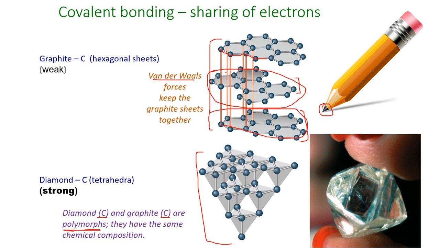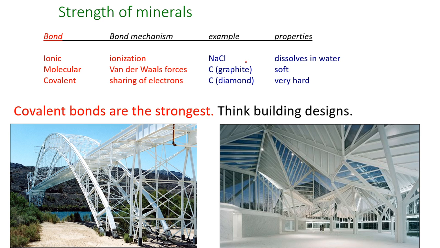So diamond has all covalent bonds between the different atoms. In fact, by the way, between atoms of the same element you can only have covalent bonds, you can't have ionic bonds. The sheets of graphite are kept together by covalent bonds, but the sheets themselves are attached together by van der Waals forces. Ionic and covalent bonds are very strong. Van der Waals forces, which are molecular type bonds, are relatively weak.